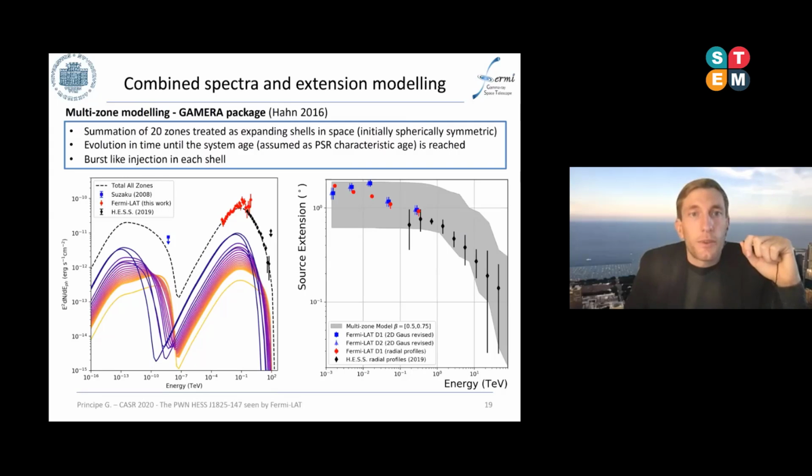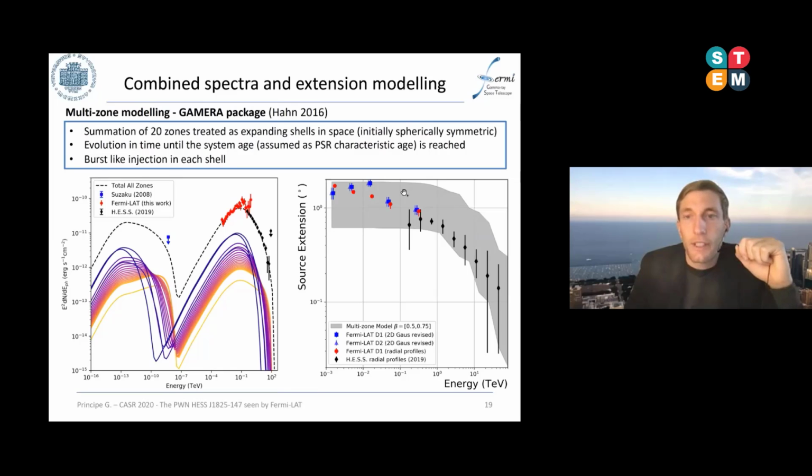Similar results we found also when we consider a multizone modeling, so using different shells which expand until they reach the system age, and using burst-like injection for the particles. And you can see here the different shells that, if we sum together, we could fit our data.